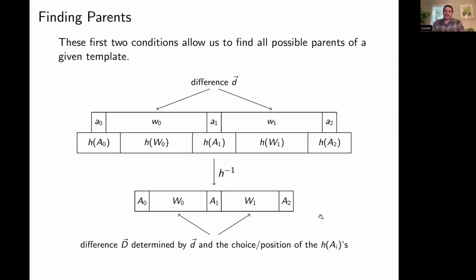So that's a very rough sketch with a lot of hand waving, but basically these first two conditions allow you to find all possible parents of a given template. So they allow you to find all possible forms from which your instance of a template may have come from.